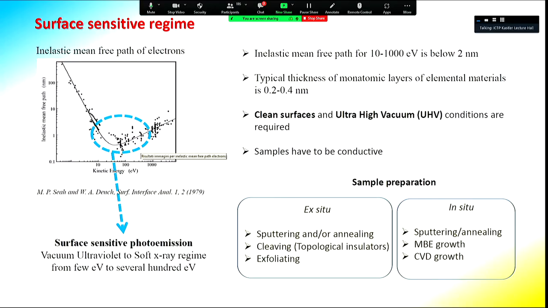The samples for photoemission can either be prepared ex situ, like bulk crystals, like several topological materials. They can be prepared outside and brought into the experimental station. They can be cleaved in order to get a clean surface. They can be exfoliated like graphene samples. Or they can also be prepared in situ; the same topological insulators might be grown by MBE growth. The graphene can also be prepared in situ by dosing some gas, by chemical vapor deposition, and so on. And clean surfaces can also be prepared by sputtering and annealing techniques.